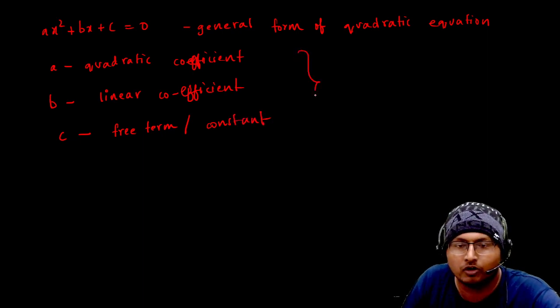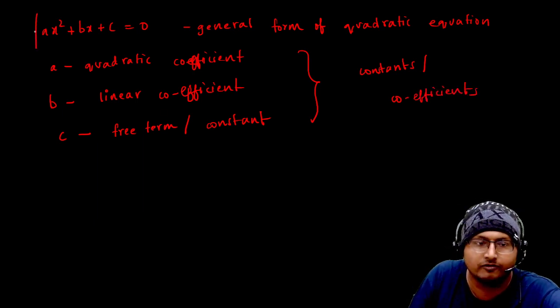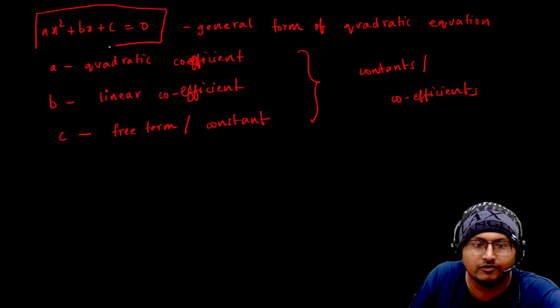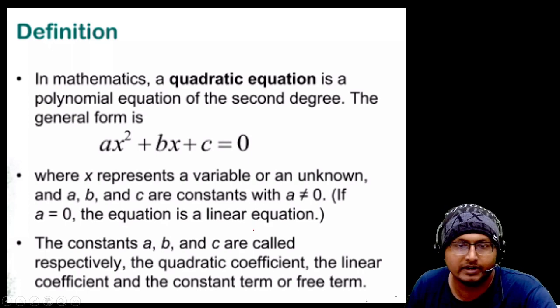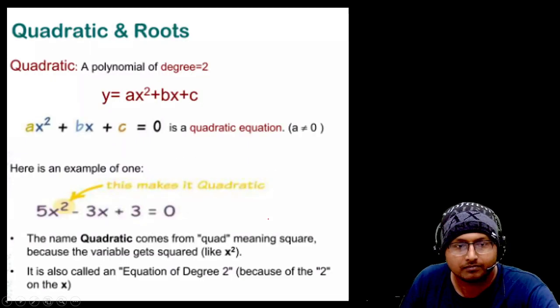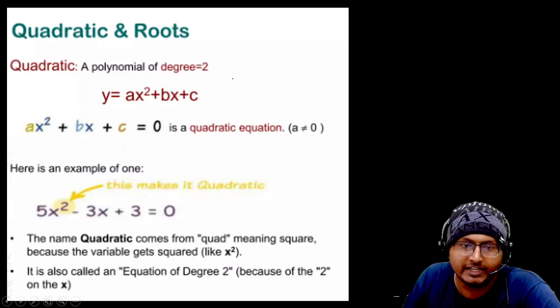So these all are coefficients or constants. So this is the general form of the quadratic equation. So that is all about what we call quadratic equations. Next, we will see what are the roots of the quadratic equation.